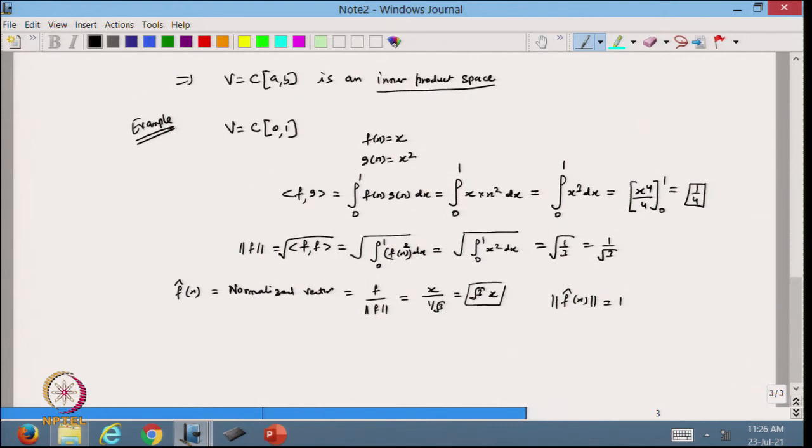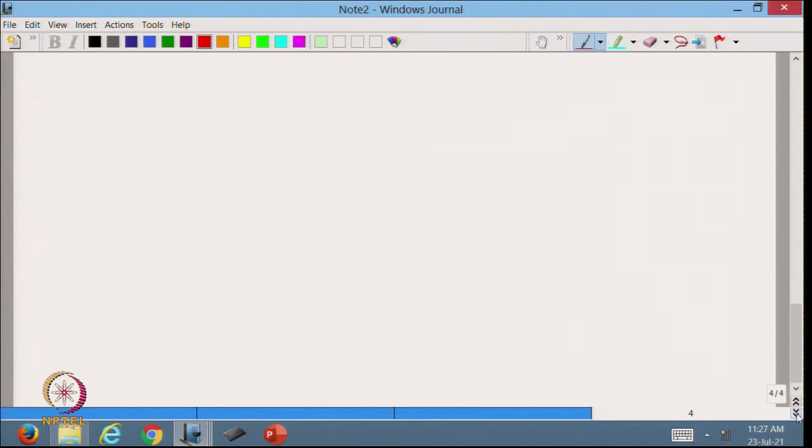Now, suppose we define another vector space V taking from -1 to 1. Now, in this case I am taking the set of all the continuous functions defined from -1 to 1. So, in this case let us take one function f(x) equal to x, and suppose I take g(x) is equal to x square. And now, I define the inner product between these two.